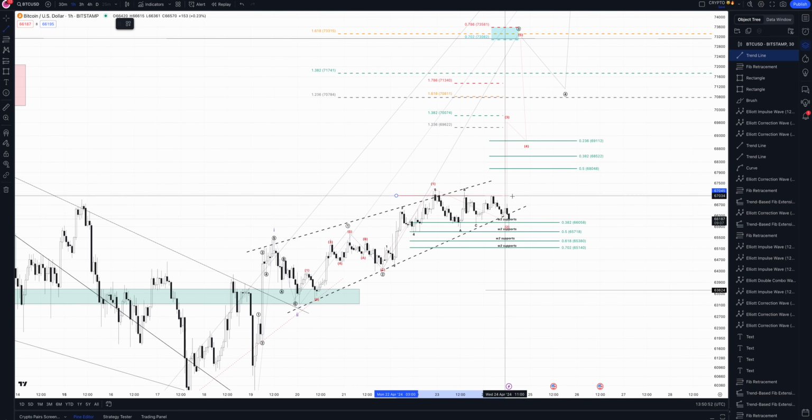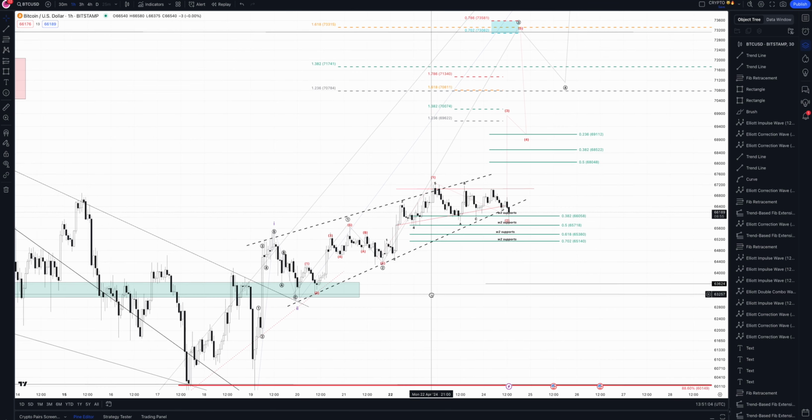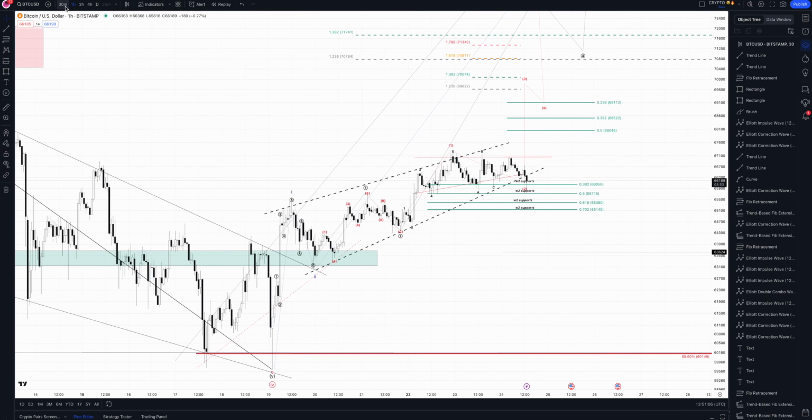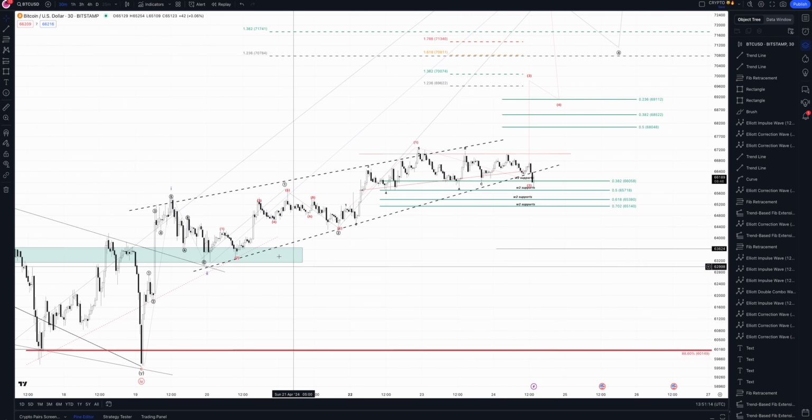Because this is a rising wedge or a rising channel. But let's not forget that not all rising channels or rising wedges are considered bearish. In fact, a lot of rising channels or rising wedges are accumulation structures, usually before a huge run up. You can even consider it a bull flag.